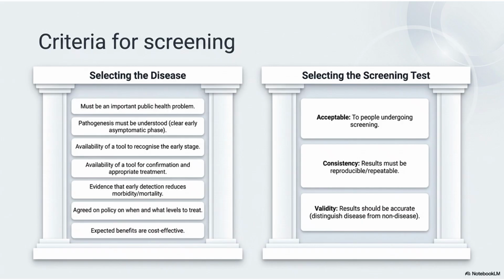And another criterion is evidence that early detection reduces morbidity and mortality. With early detection, if the outcome is changing, if survival rate is improving, if prognosis is improving, and that evidence is there, then only we can select the disease for screening. And another criterion is an agreed policy on whom and when, and what levels to treat. That means treatment guidelines should be there, and expected benefits are cost effective. With the resources we are investing in terms of money, manpower and time, it should be cost effective for the population. So these are the criteria for selecting the disease.